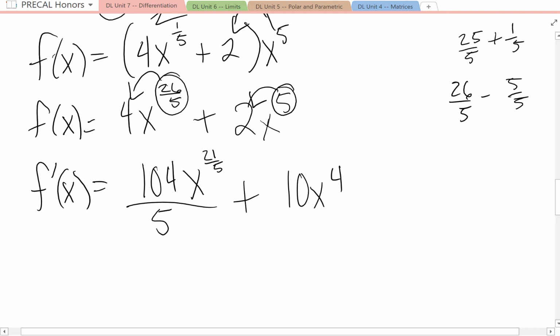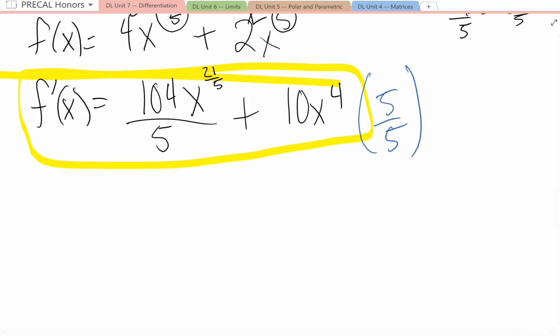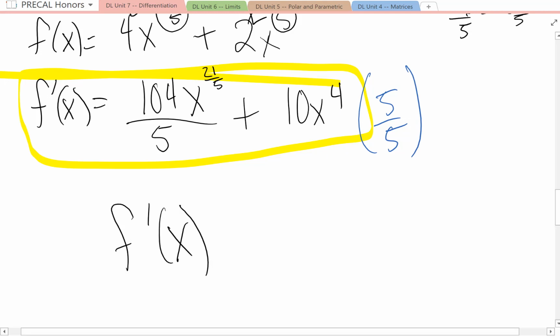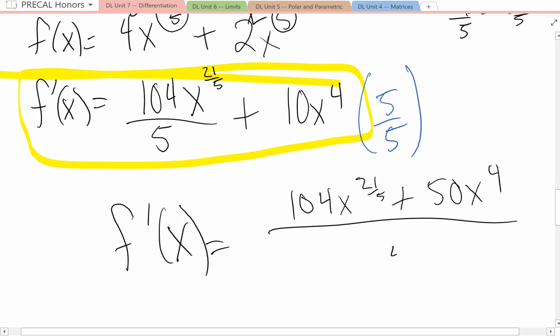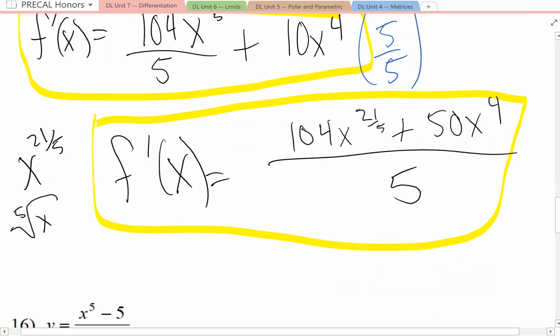This is an acceptable answer. I personally think it looks a little cleaner when it's all in the same fraction. So I multiply by 5/5 and end up getting 104x to the 21/5 plus 50x to the 4th all over 5. Also an acceptable answer. Hey, what if you wrote x to the 21/5 as the 5th root of x to the 21? That's also okay, and that is also an acceptable answer.